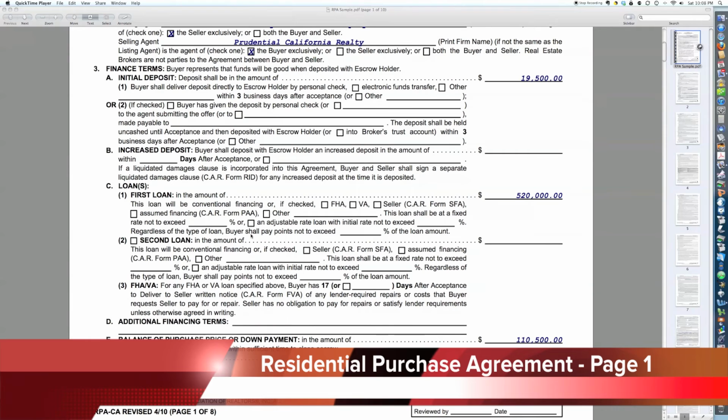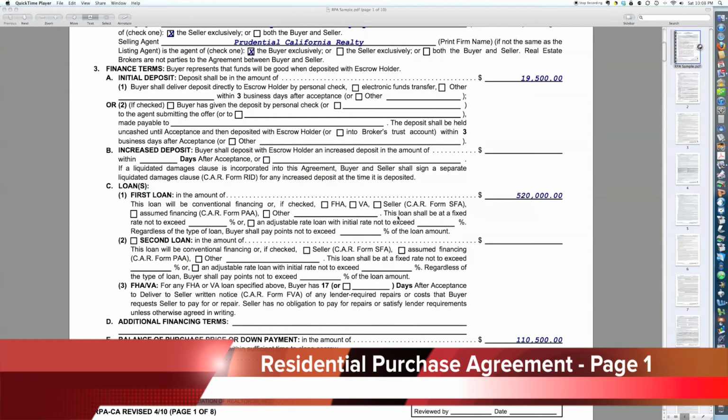3C details the loan information, and in this case, again, John and Jane, having very good credit, are going with a traditional 80% first trust deed. They're not getting FHA or VA, so it does say this loan will be conventional financing.